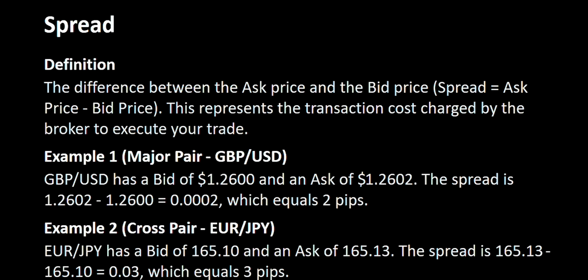For example, a major pair like GBP/USD has a bid of 1.2600 and an ask of 1.2602. The spread is 1.2602 minus 1.2600. So your spread is 0.0002, which is equal to 2 pips.